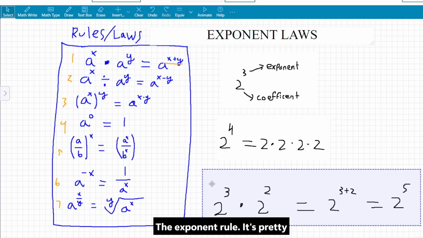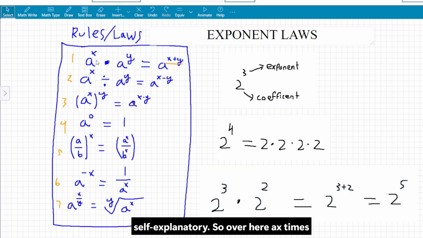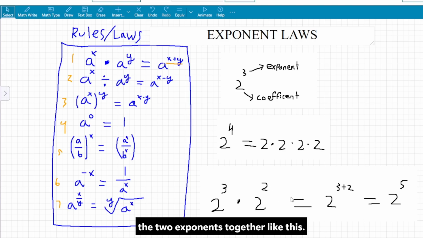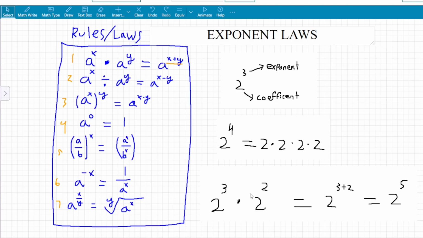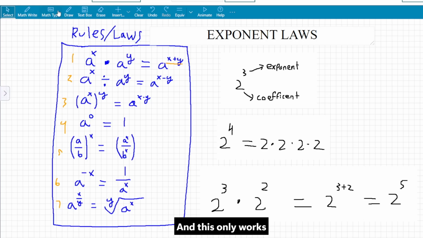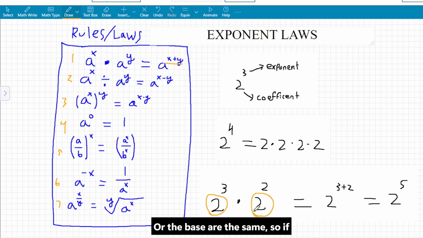And the exponent rule is pretty self-explanatory. So over here, a to the x times a to the y gives us a to the x plus y. Basically, if we have the same coefficients or bases and different exponents and it's in a multiplication equation, we can simplify this by simply adding the two exponents together like this, which would give us 2 to the power of 5. And this only works when the coefficient or the base are the same.